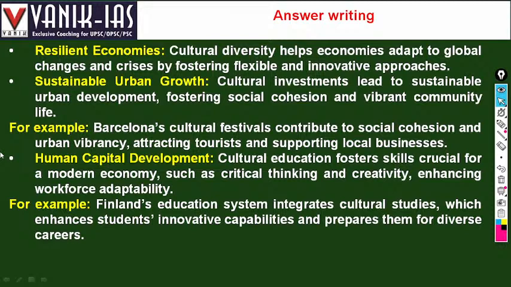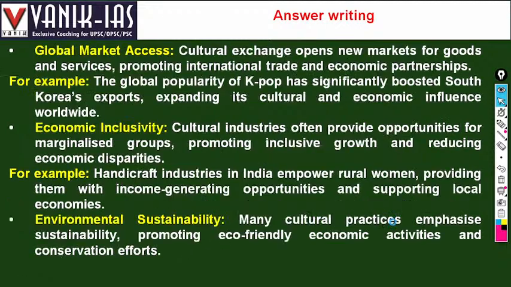Resilient economies: cultural diversity helps economies adapt to global change and crisis by fostering flexible and innovative approaches. Sustainable urban growth: cultural investment leads to sustainable urban development, fostering social cohesion and vibrant community life. For example, Barcelona's cultural festivals contribute to social cohesion and urban vibrancy, attracting tourists and supporting local businesses. Human capital development: cultural education fosters skills crucial for a modern economy, such as critical thinking and creativity, enhancing workforce adaptability. For example, Finland's education system integrates cultural studies, which enhances students' innovative capabilities and prepares them for diverse careers.